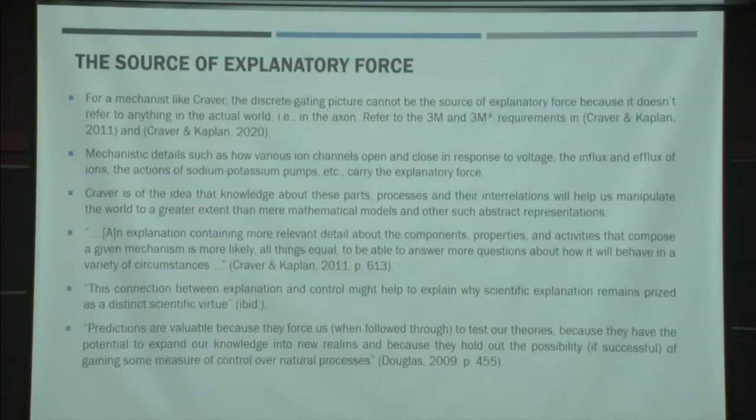So, as I argued before, for Craver, these variables need to refer to something in the world. If they don't refer to any part or activity in the neuron, then they cannot have any explanatory force. And for Craver, such details are important because only they can help us manipulate and control the behavior of the actual target system.